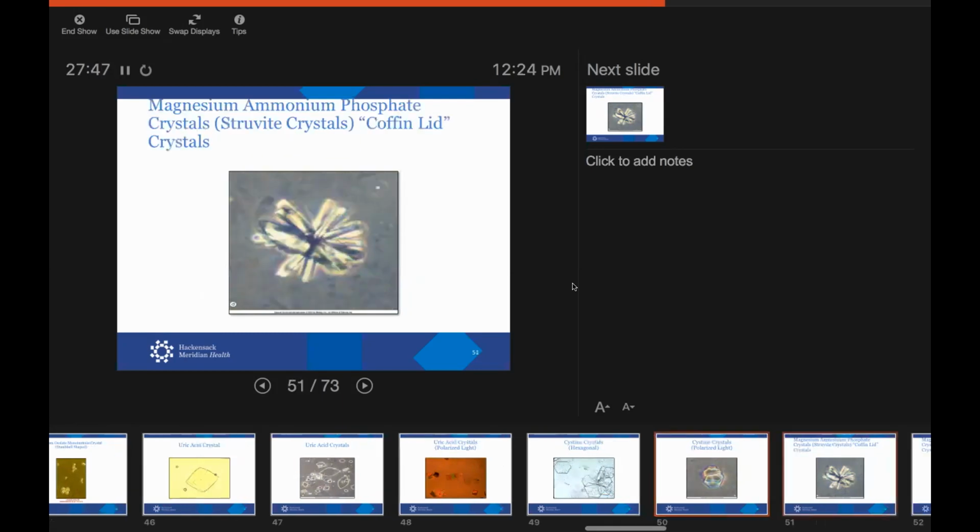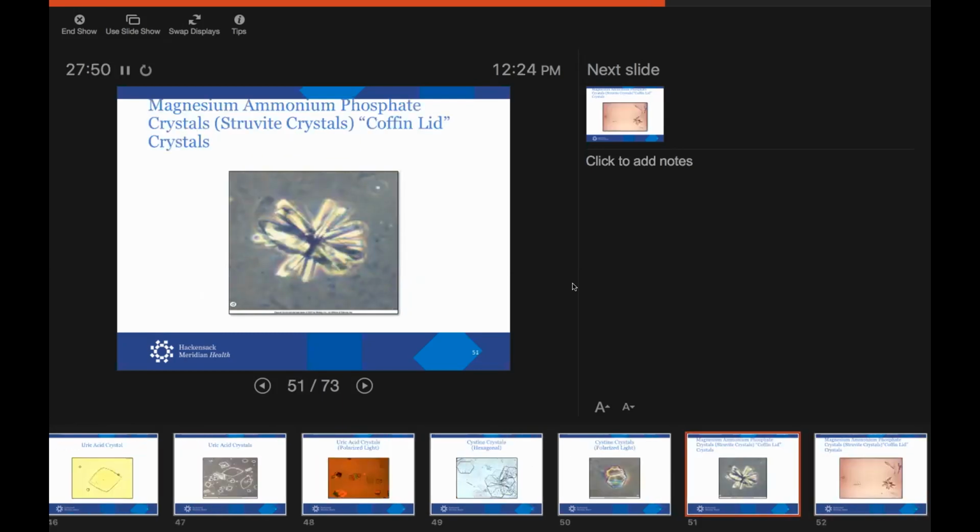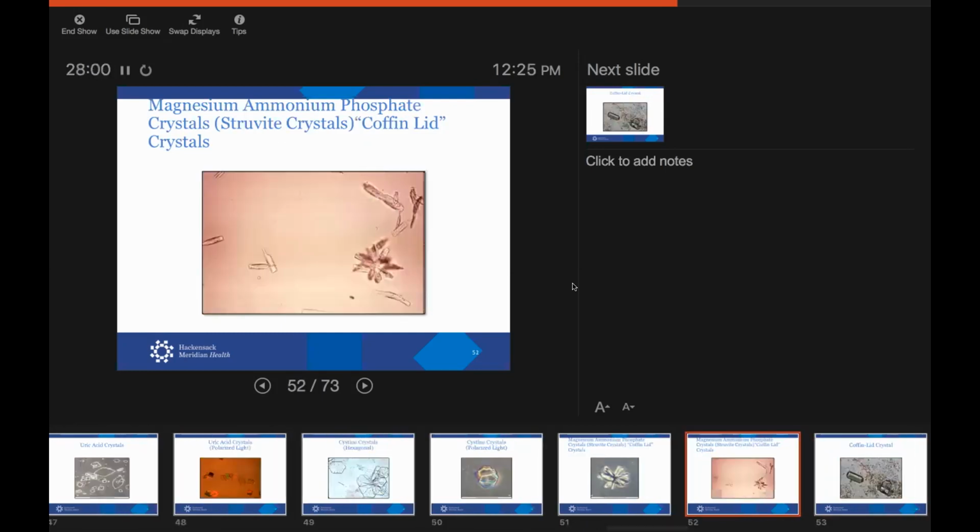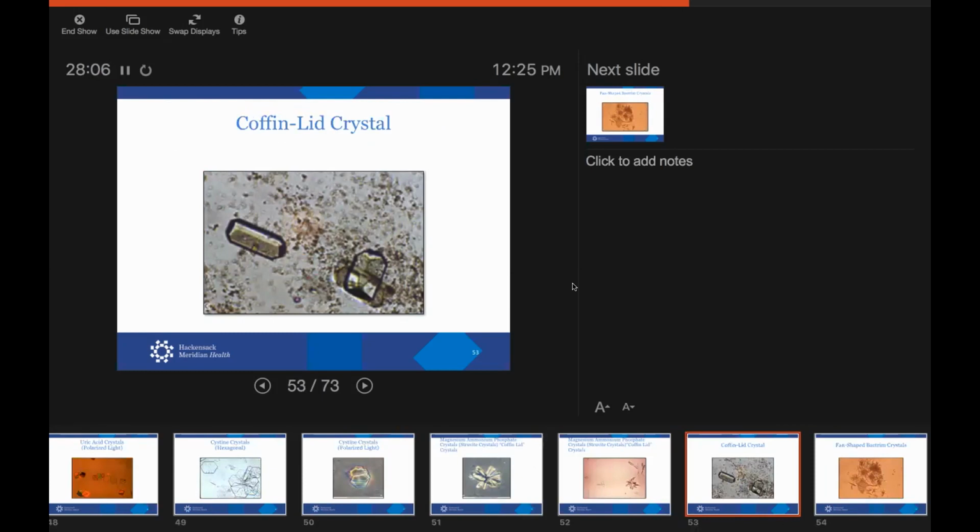Okay. All right. And that's a coffin lid crystal, magnesium ammonium phosphate. Coffin lid crystal, struvite, comes with patients who have staghorn calculi, recurrent urinary tract infections. Magnesium ammonium phosphate crystal again. Coffin lid crystal. So if you see coffin lid, got a picture. It looks like a coffin lid, I guess, right? But somebody named it that.